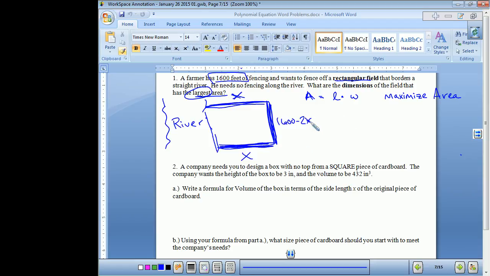Whatever variable you chose to use, A, B, L, W, it doesn't matter. We end up with the same thing. So in this case, area is X times (1,600 minus 2X), which is 1,600X minus 2X squared. Okay, this is not much of a higher degree polynomial function, is it? What kind of function is this?